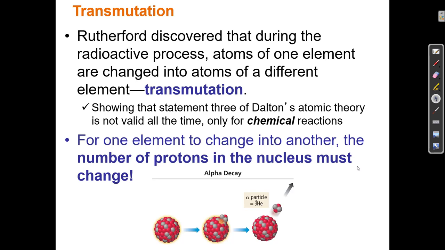and it's a natural occurrence for one element to turn into another element. And if that element is unstable and it's radioactive, when it becomes more stable, it has become a different element. It doesn't just release energy and be the same element, but a more stable version of the same element. It becomes a new element that's more stable. We call that transmutation. So, again, for one element to change into another, that means that during this radioactive decay, the number of protons in the nucleus is changing.